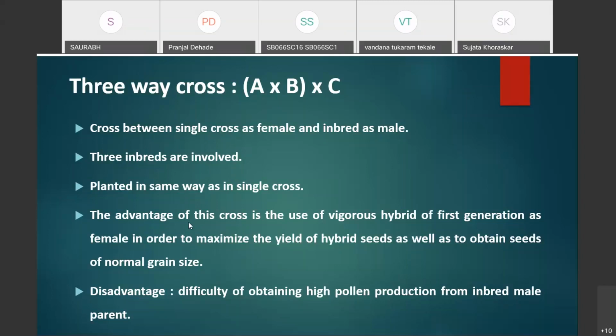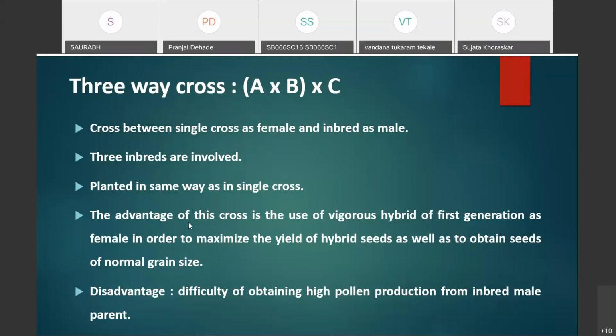But there is also a disadvantage of this cross: there is a difficulty of obtaining high pollen production from the inbred male parents. The difficulty of obtaining high pollen production from the inbred male parent is the limitation while using the three-way cross in cross pollinated crops.